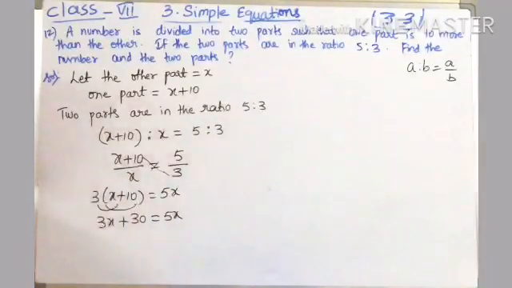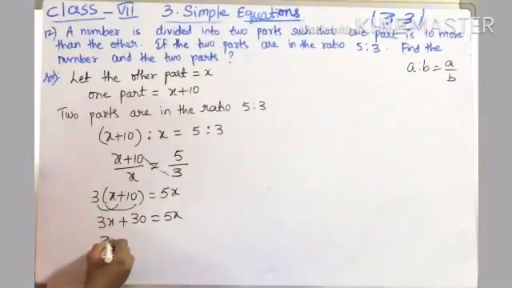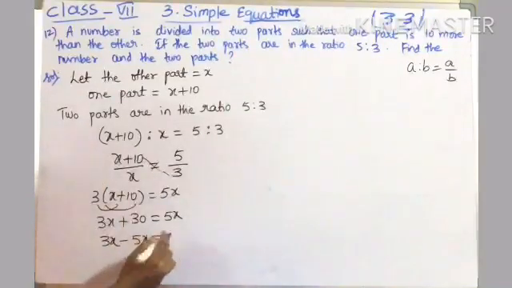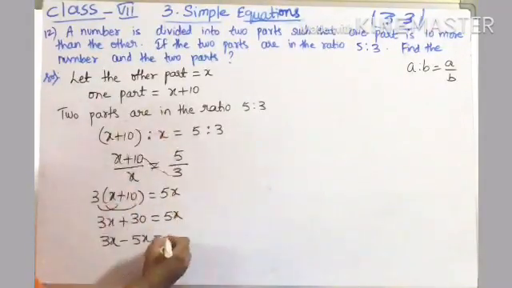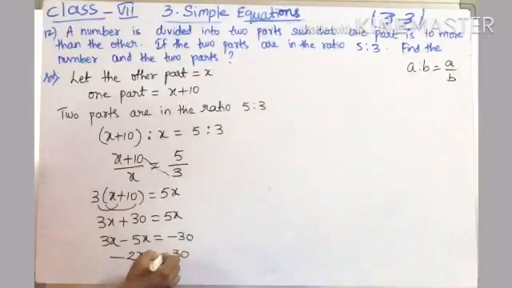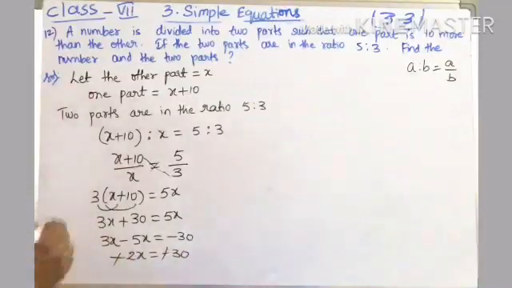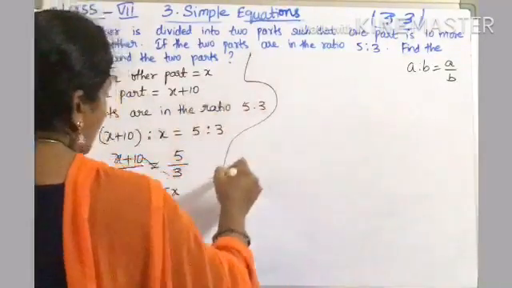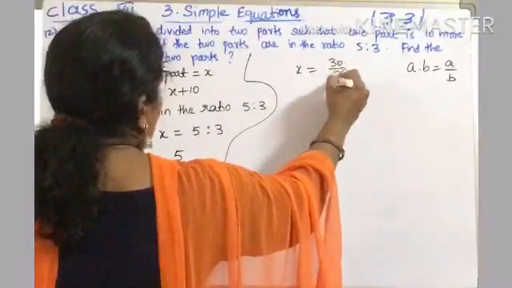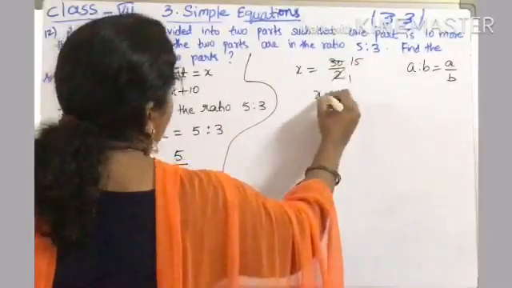Bring variables to one side, constants to the other side. So 3x, bring this plus 5x to here, minus 5x. Take this plus 30 to the other side, minus 30. So 3x minus 5x how much? Minus 2x equal to minus 30. Both sides minus, you can cancel. So 2x is 2 into x. So x is nothing but 30 by 2. That means you get x as 15.